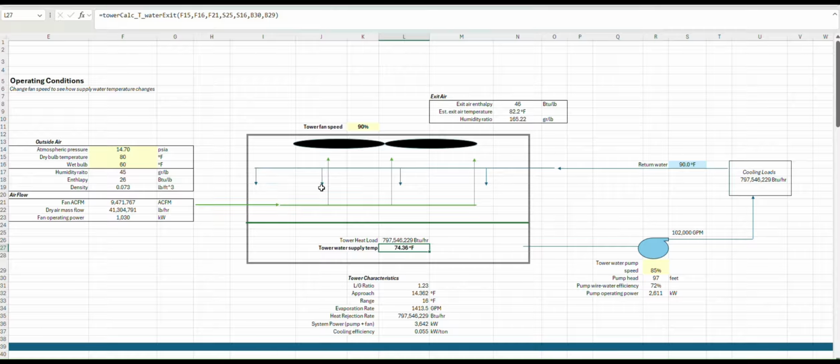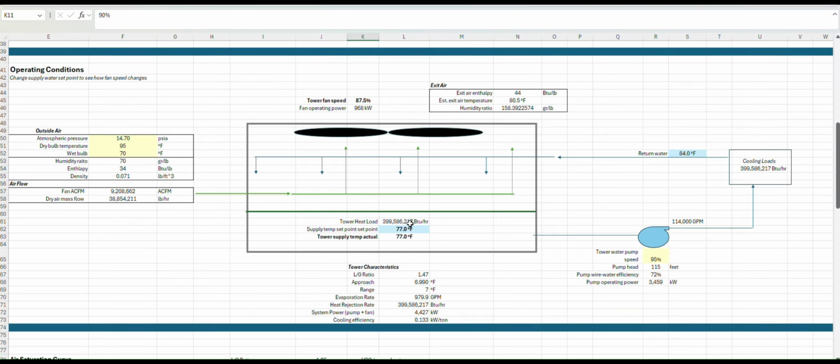And then you can do a similar model, and instead of manipulating the fan speed to see what temperature water you'd get, you can change your supply water temperature set point and calculate what your tower fan speed should be, as well as fan power and pump power and everything you'd want to know about a cooling tower system.